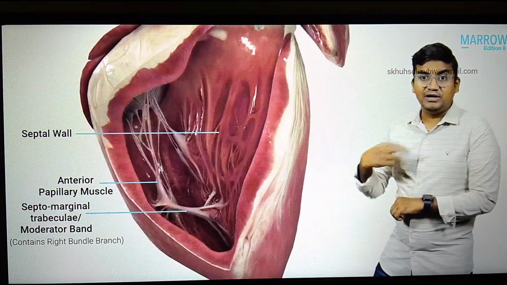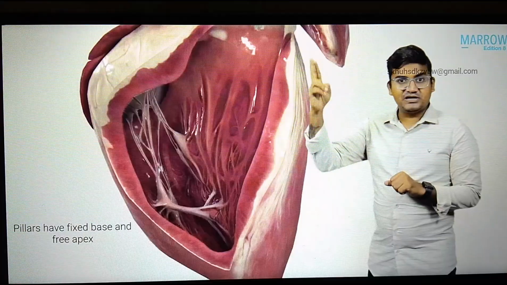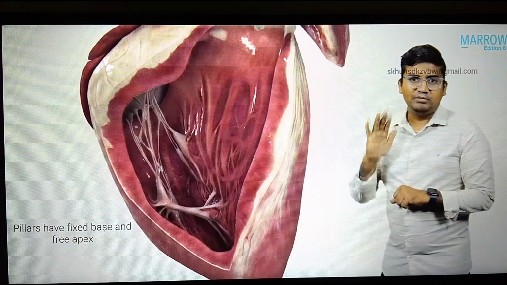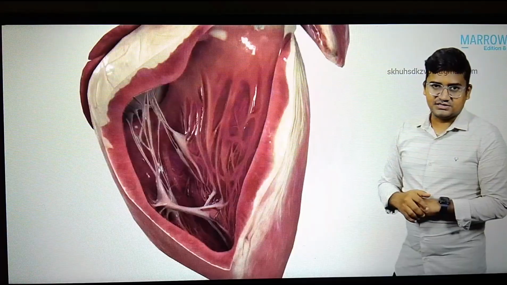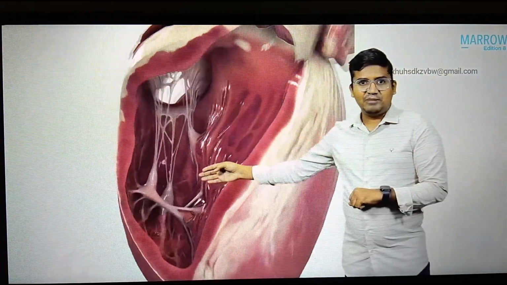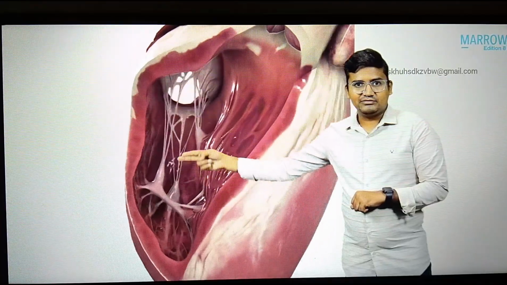Now, we also have pillars. Pillar means the base will be fixed and the apex will be free. The pillars are nothing but our papillary muscles. See here, these are the papillary muscles. Can you see the projection there? Yes, these are the papillary muscles we have.